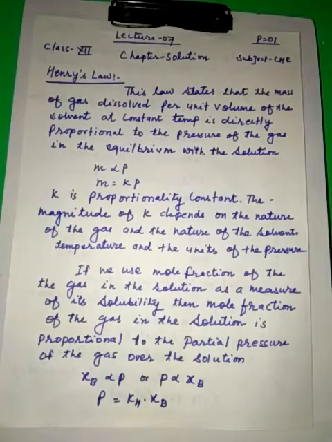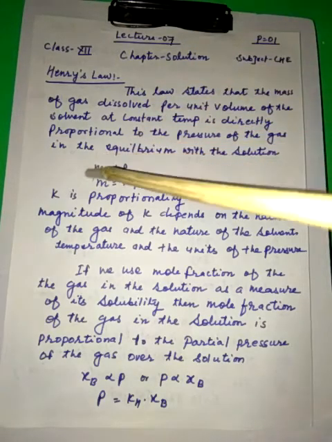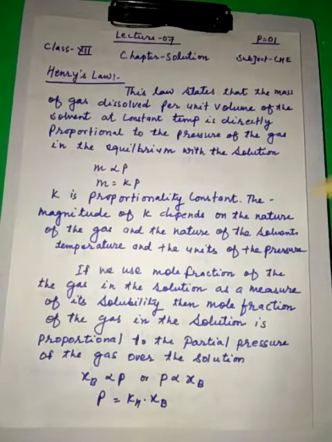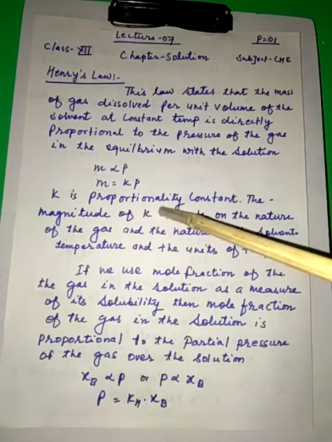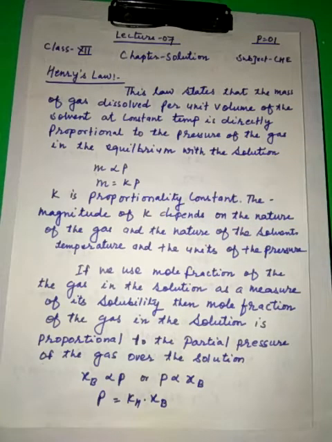Good morning, students. We are going to start the new topic Henry's law. This law states that the mass of the gas dissolved per unit volume of the solvent at constant temperature is directly proportional to the pressure of the gas. It means M is directly proportional to P, M equals Kp. K is the proportionality constant, and the magnitude of K depends on the nature of the gas, nature of the solvent, temperature and the pressure.